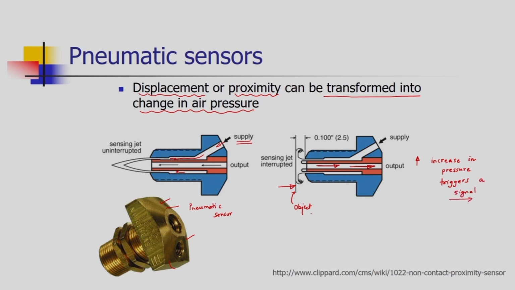So with this principle of operation, this sensor works. It has no rotating parts, it does not have any electrical circuit. So it works with simple fine compressed air. Of course, we need to have good quality compressed air to operate these kinds of sensors.